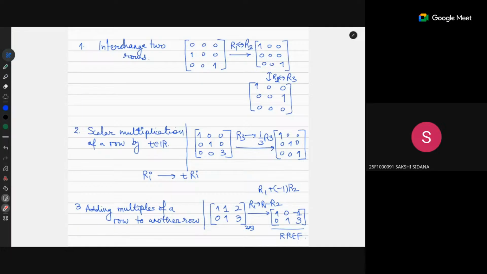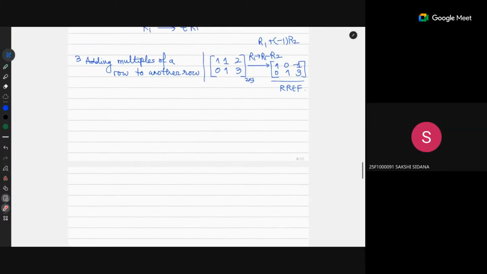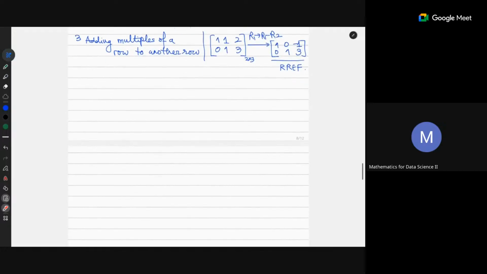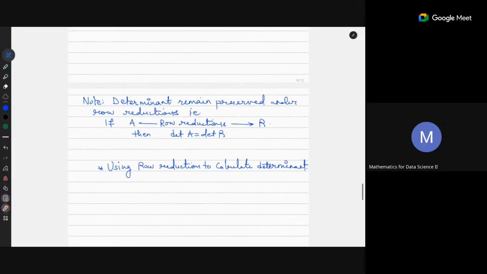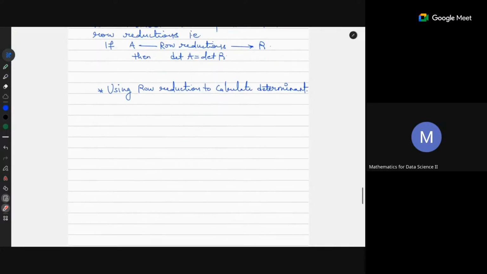Sir, I'm not able to get the last topic. Please explain this, after independent and dependent variables. Sir, can you take an example? Yeah, I will do that. Just give me a minute. I was discussing an outline of what we are going to do. I was about to do that. I will discuss at the last how we use row reduction to calculate the determinant.